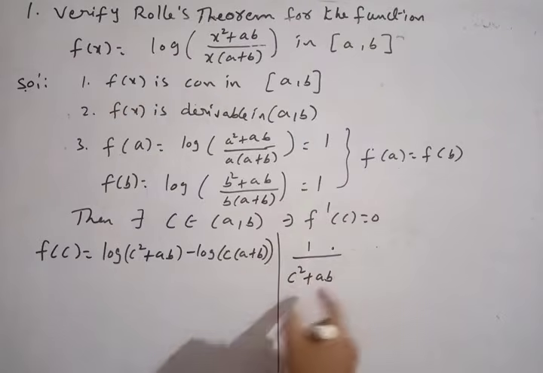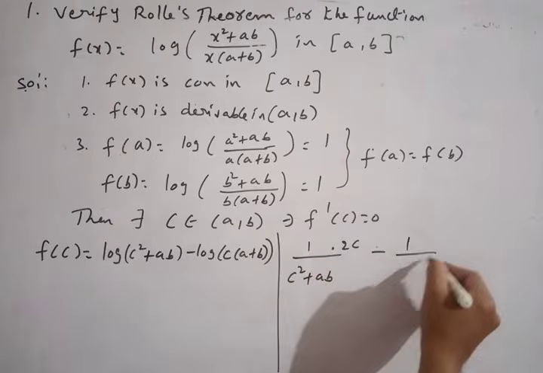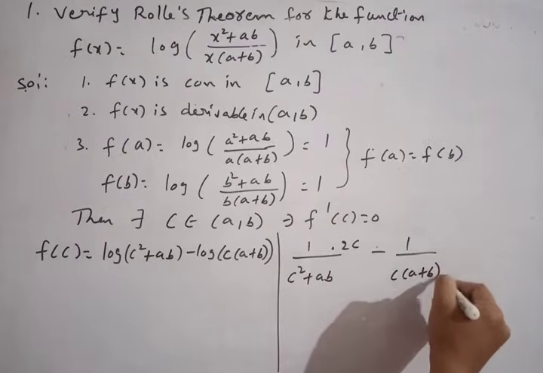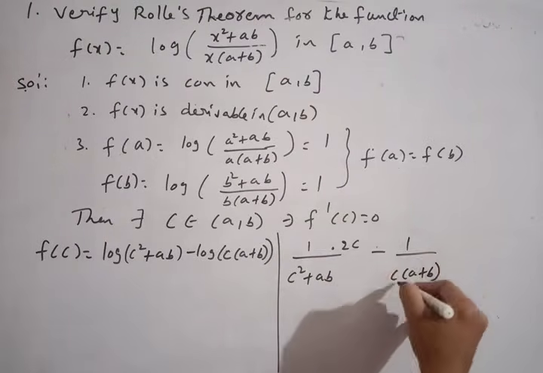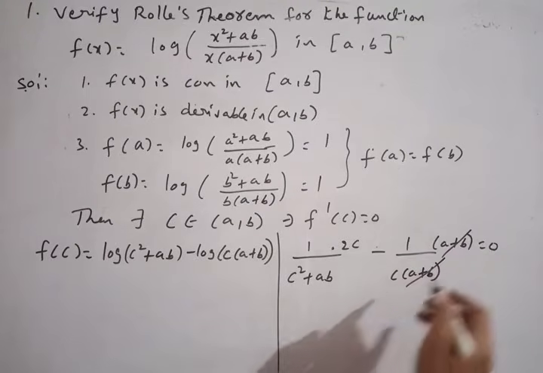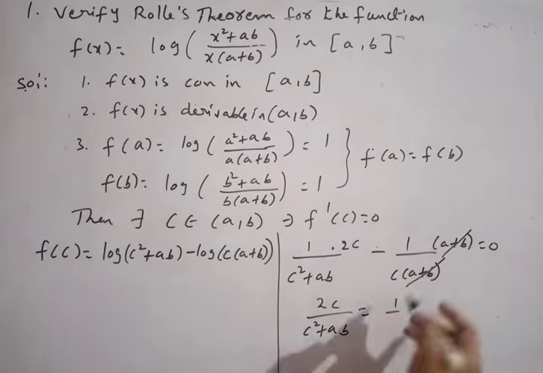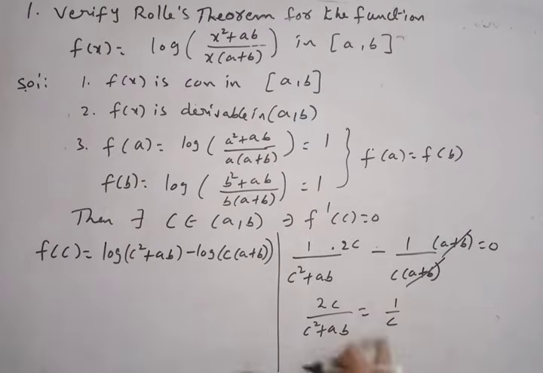Again chain rule, differentiation of this c square is 2c. Minus, again here log x differentiation is what? 1 by x, c into a plus b. Chain rule, differentiation of this c is 1, I will get here a plus b is equal to 0. A plus b got cancelled. So 2c by c square plus ab is equal to minus 1 by c, bring this side, we get plus 1 by c. Cross multiply, 2c square is equal to c square plus ab.